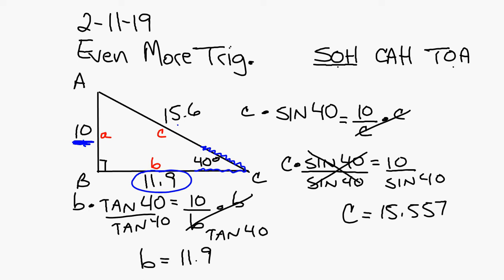Does everybody understand that? So angle A would be equal to, what's angle A? 50 degrees.